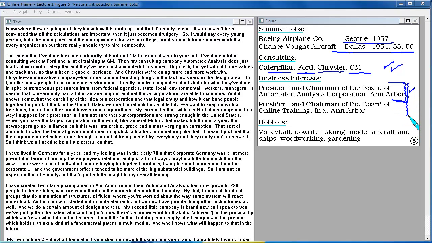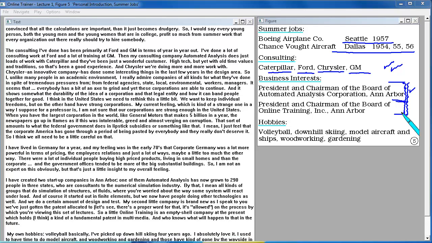My second little company is brand new. As I speak to you, we've just gotten the patent allocated to, let's see, there's a proper word for that. It's allowed on the process by which you're viewing this set of lectures. So Little Online Training is an empty shell company at the present, which holds, I think, a kind of a fundamental patent in multimedia. And who knows what will happen to that in the future.